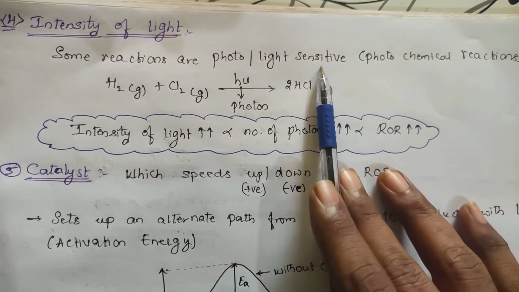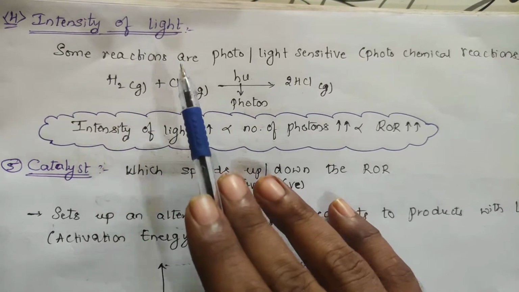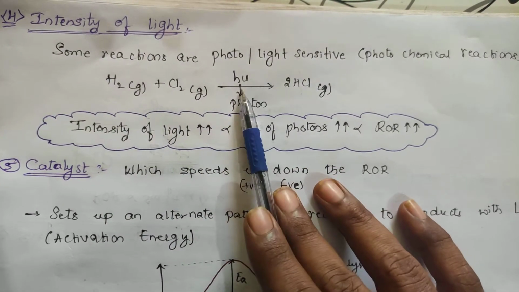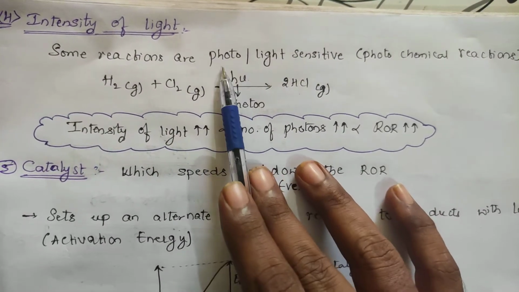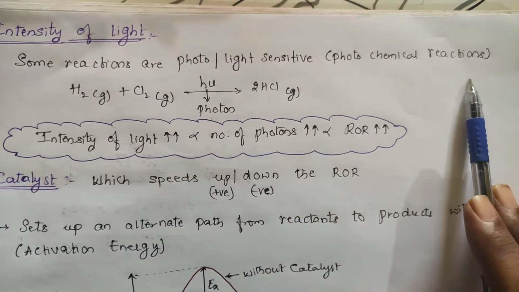It means the formation of the product is not depending upon the amount of H2 or the amount of Cl2. It is depending only on the light. So these types of reactions are called photosensitive reactions or light reactions or photochemical reactions.